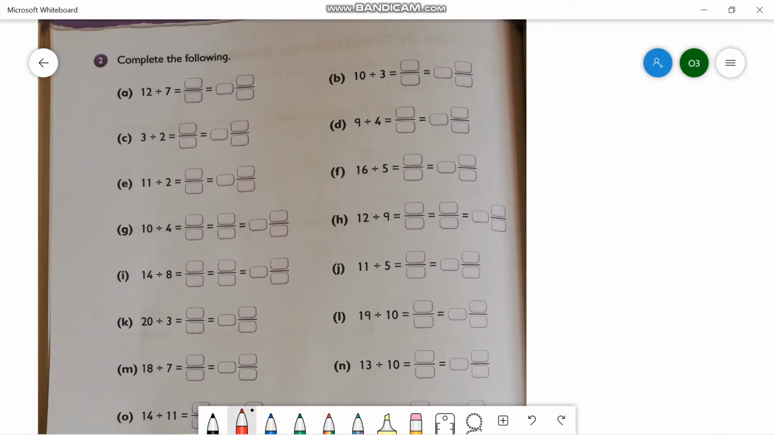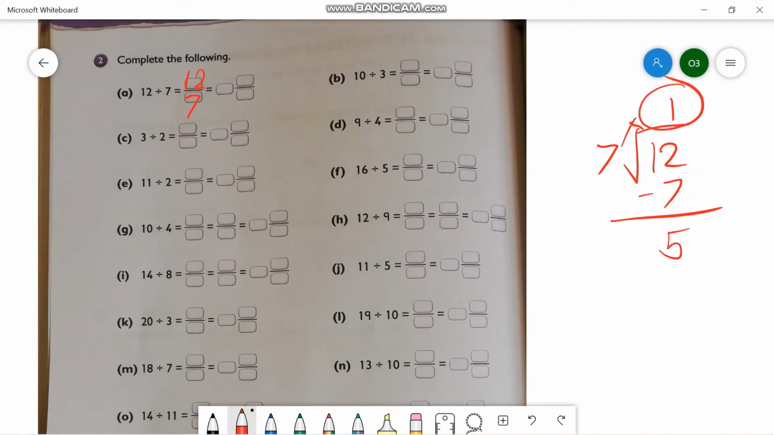Now let's go to item number 2. It's the same as the example shown in the practice exercise in the student book. So you're just going to express the division sentence into fraction. So 12 divided by 7, we can write that as 12 over 7. And 12 over 7 is an improper fraction. So what you're going to do is you're going to divide 12 by 7. So how many groups of 7 is there in 12? We have 1. 1 times 7 is 7. 12 minus 7 is 5. So our answer is 1 remainder 5.